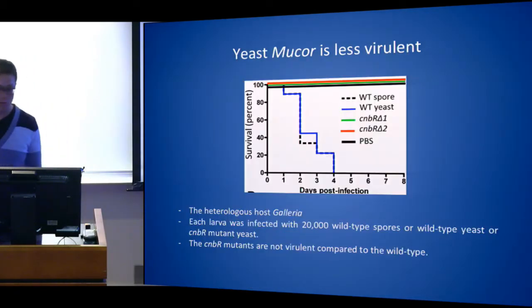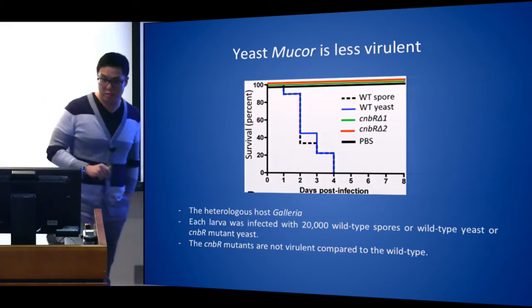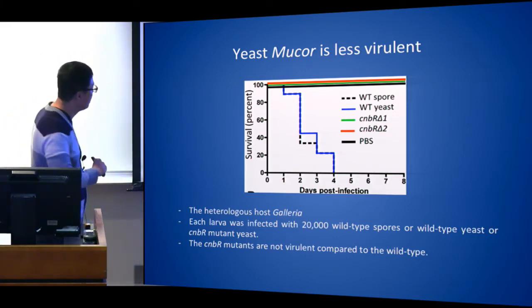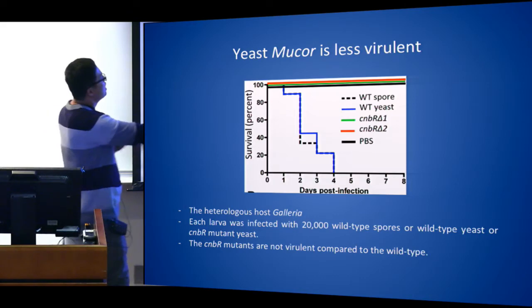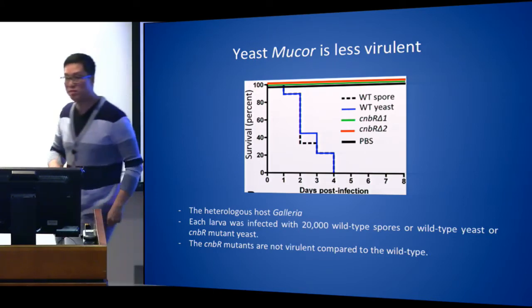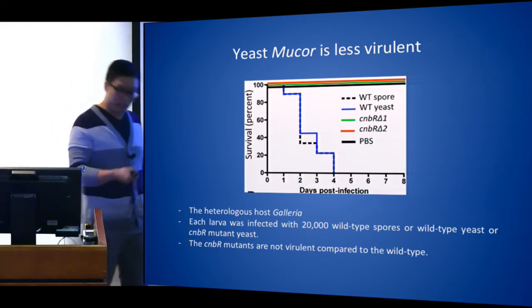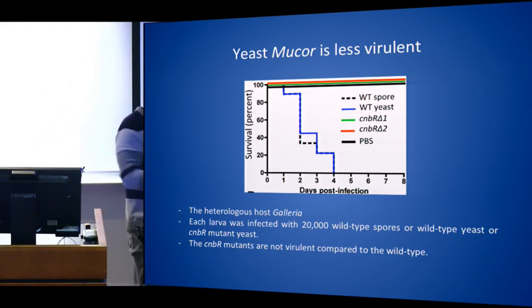Then what has morphogenesis done for virulence? We tested virulence in the Galleria model. Son presented about Galleria host things, so I don't want to talk about that. We used wild-type spores, wild-type yeast, the calcineurin yeast-locked mutant, and PBS. As you can see, the yeast-locked mutants are not really virulent at all compared to wild-type spores and wild-type yeast. You can make wild-type yeast if we grow them anaerobically. Then when the yeast are exposed to oxygen, they become mold.